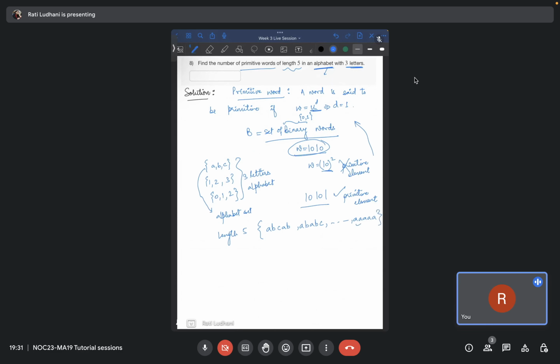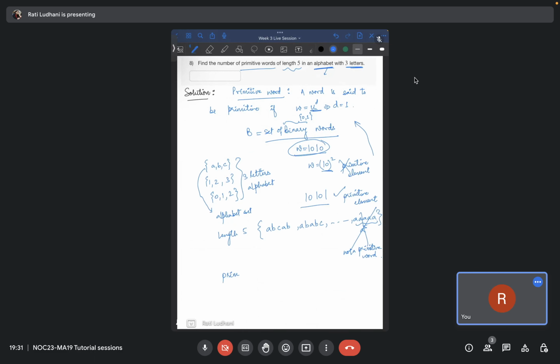Okay, you can also have, for example, A. Now here you can see, you can write it as A raised to power 5. So this is not a primitive word. So you have to count all the primitive words. There is a formula to do that. If you check the notes, it uses a theorem which says that any word you can write as some power of a primitive word.